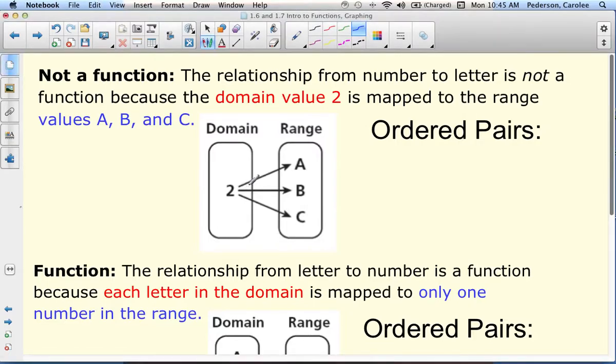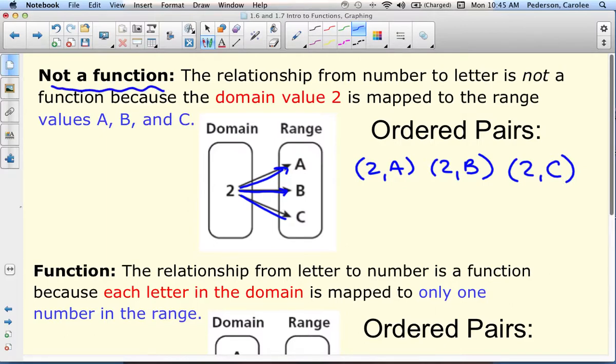The domain is 2 going to A. So you list that as 2, comma, A. The next ordered pair is 2, comma, B. And then the third one is 2, comma, C. And this is not a function. The reason why is the domain value 2 is mapped to the range of A, B, and C.